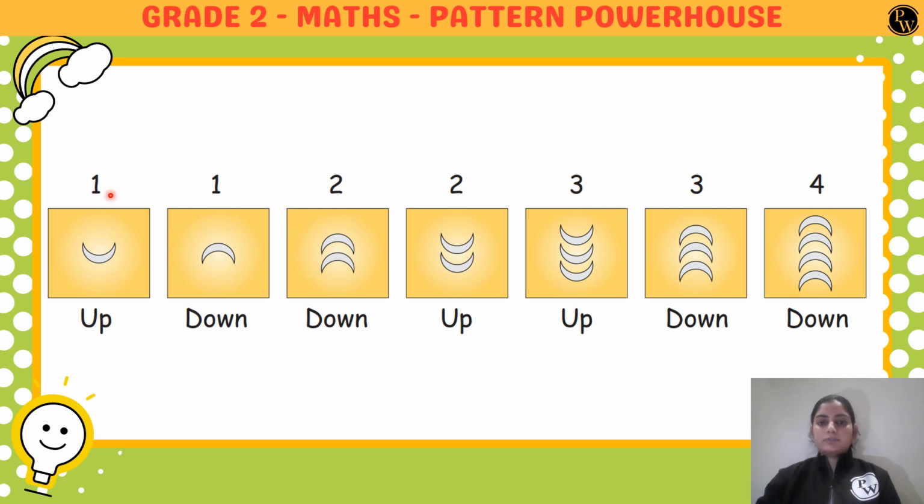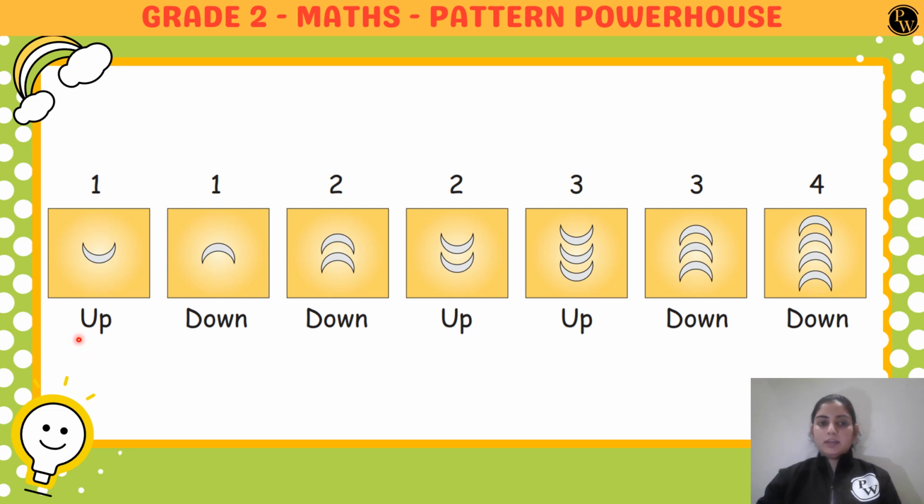Here, let's first write the count of all the moons. That is 1, 1, 2, 2, 3, 3, 4. Can you see anything here? Correct. We can see the count is being repeated twice. So if we go for the next one, then the same count of 4 will be there in the next box. Correct? Now let's look into the direction.